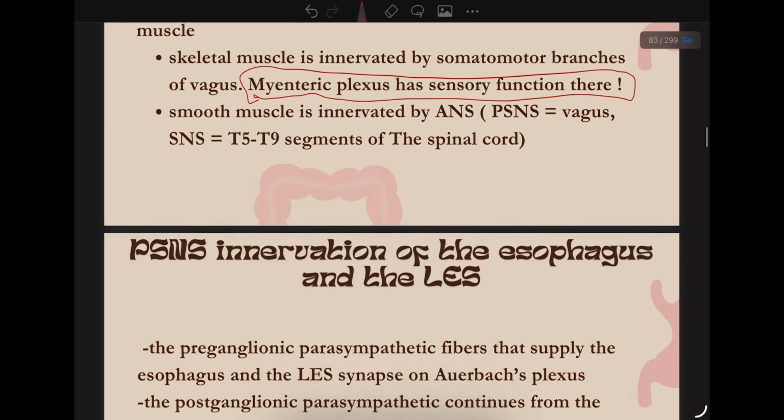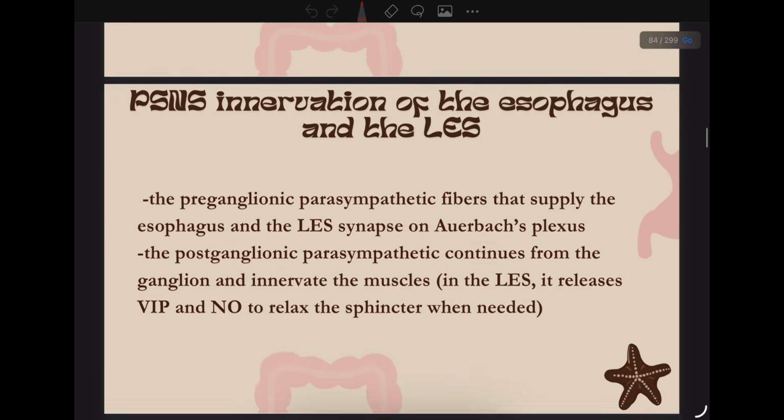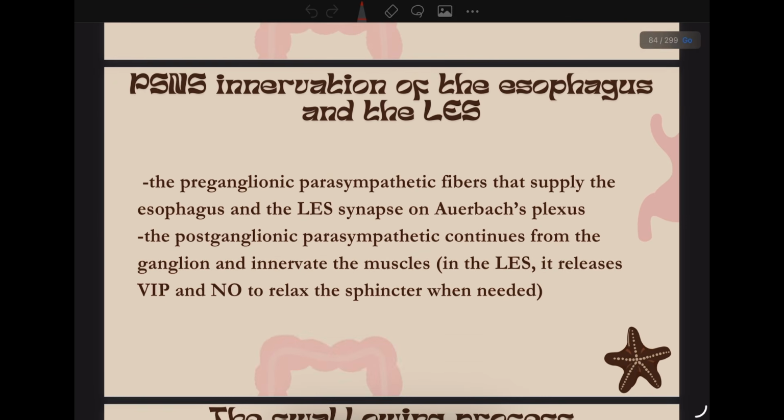Smooth muscle, on the other hand, is also innervated by autonomic nervous system, the same boring concept that we already know. Parasympathetic by vagus and sympathetic by T5 to T9 segments of the spinal cord. I don't think she will ask about the levels, but yeah, I just put it for the sake of complete information. Now, the parasympathetic nervous system innervation of the esophagus and the lower esophageal sphincter.